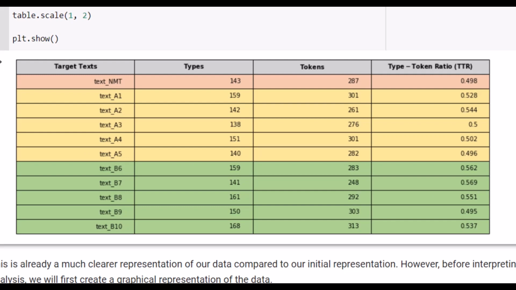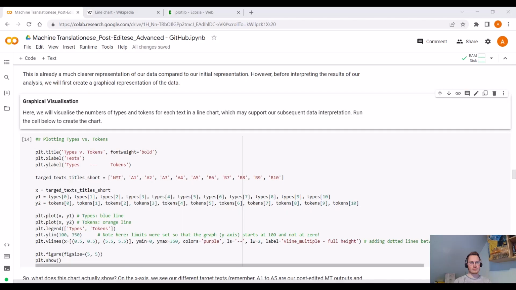And this is already a much clearer representation of our data compared to our initial representation, which just were lists and values. However, before interpreting the results of our analysis, we will create a graphical representation of the data. Now, of course, there are different ways of representing data graphically, and they are different charts, and Matplotlib supports most of them. But in this notebook, we opted for the creation of line charts. And the first one we want to create will plot types against tokens.